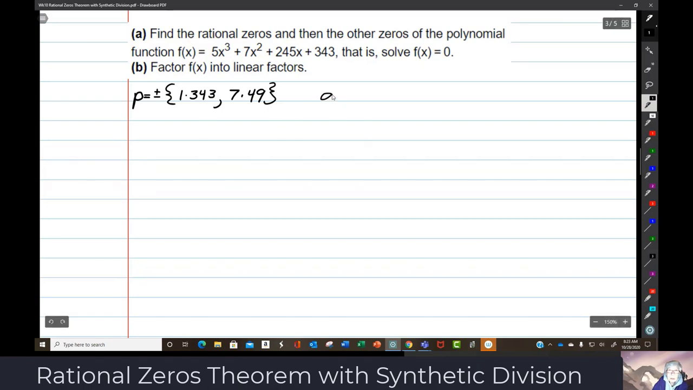All right, now Q. Notice that Q will be the integer factors of 5. Let's put commas between these first. I'll put them in order later. That's it for five. And so when we get to P over Q, that will be plus or minus 1, 7, 49 and 343 over plus or minus 1 and 5.